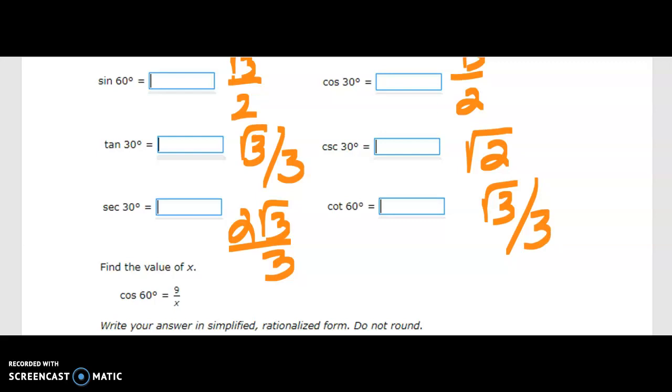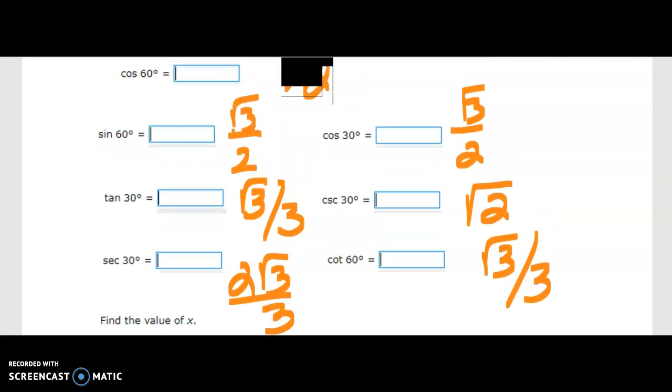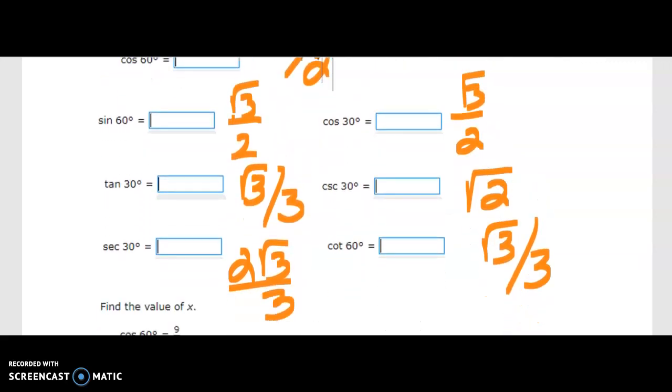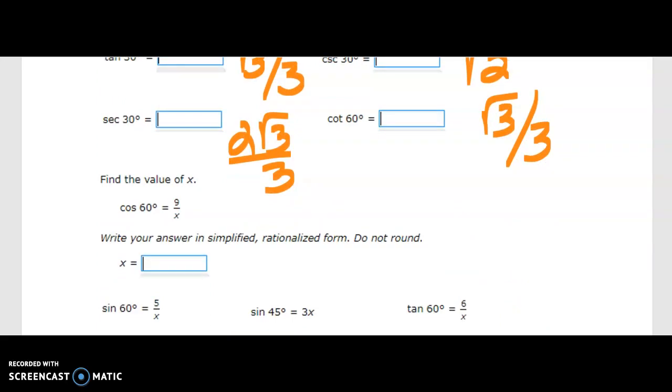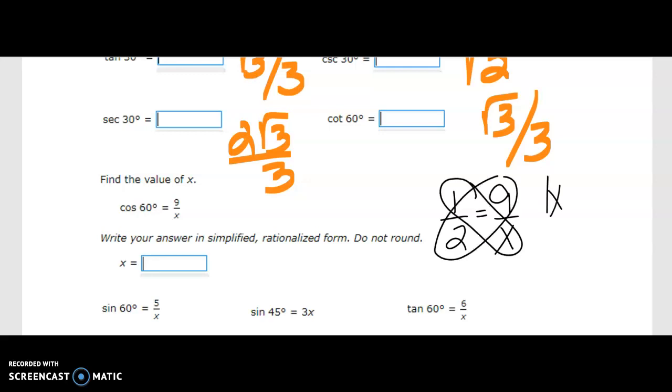Now, on this, we're going to have to do a little bit of math. What is cosine 60? Cosine 60 is 1/2, because we've already figured it out, right? So if this is 1/2, and it is supposed to equal 9 over x, you set it equal to each other, and then you have a fraction equaling a fraction, so we're going to cross multiply and divide. 1 times x is 1x, 2 times 9 is 18, so x equals 18 will be your answer.